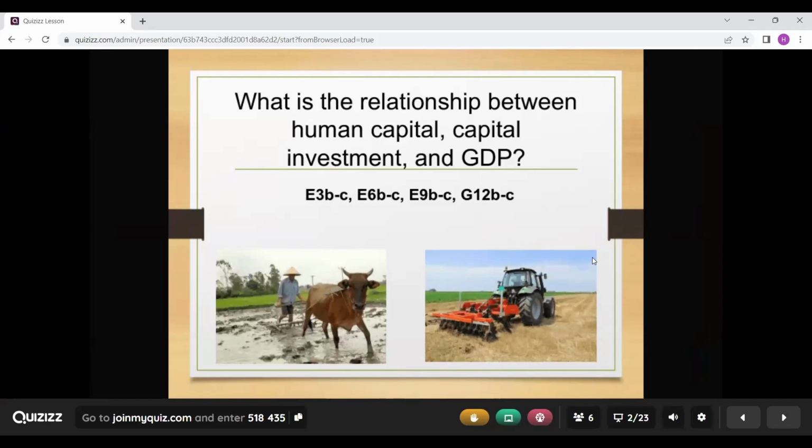So what is the relationship between human capital, capital investment, and GDP? Does Malika want to try?